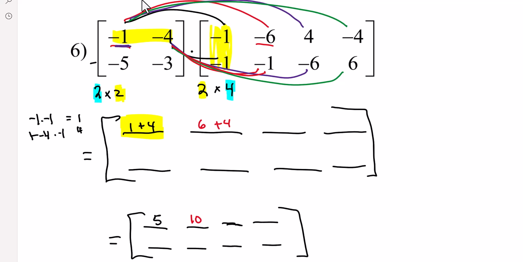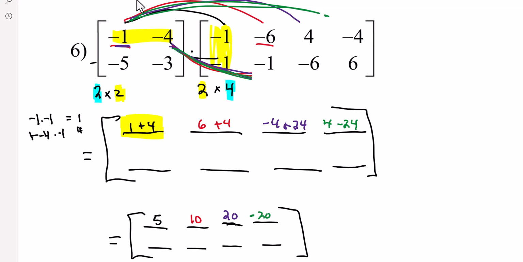And then -1 times +4 is -4. And then -4 times -6 is +24. -4 plus 24 is 20. And then finally, -1 times -4 is 4. -4 times 6 is -24. Add those together and you get -20.